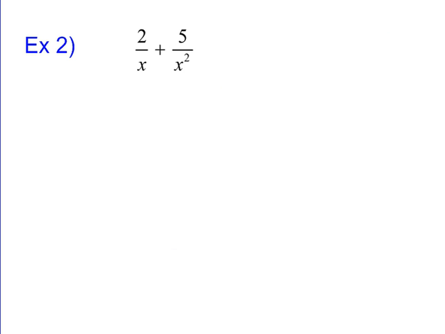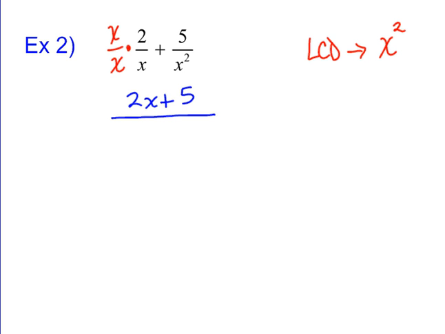Looking here at a second problem, 2 divided by x plus 5 divided by x squared, we'd think about the least common denominator. It would be x squared. Since this one's ready to go, we would multiply the first one by a fraction of 1, which would be x over x. We would then start to build our fraction numerator. 2 times x is 2x, plus the 5, and our denominator would be x squared. This is as simple as it gets because the numerator is a binomial and the denominator is a monomial.